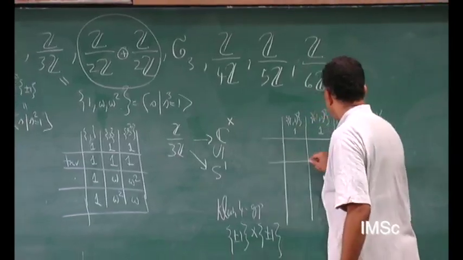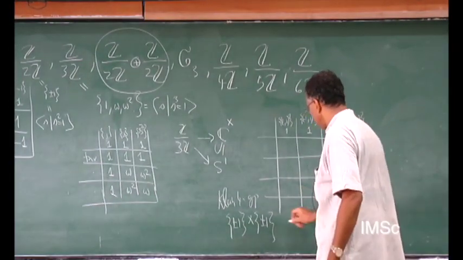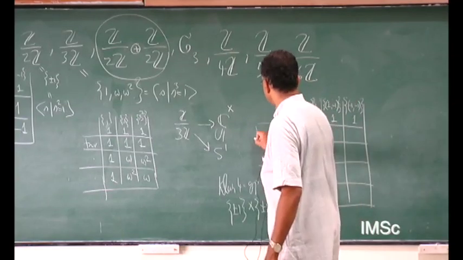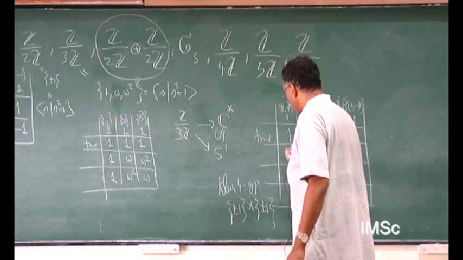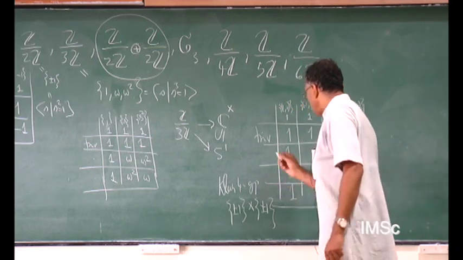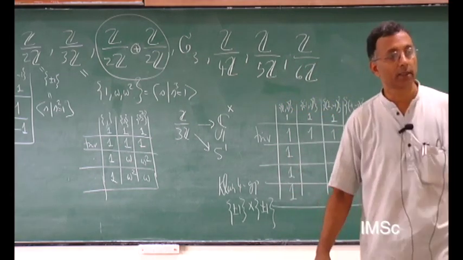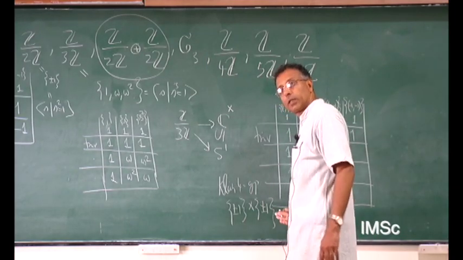So, tell me what the columns, rows should be. Of course, the first one is trivial, everything goes to 1, and what must the first column be? 1, 1, 1. It's an abelian group, so recall that these numbers that you see are the dimensions of the irreducible representations. They must all be 1.